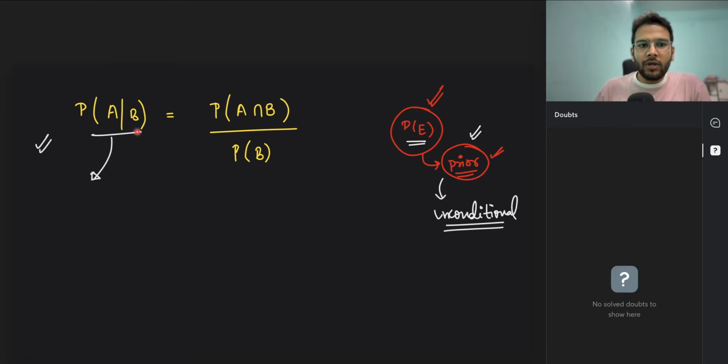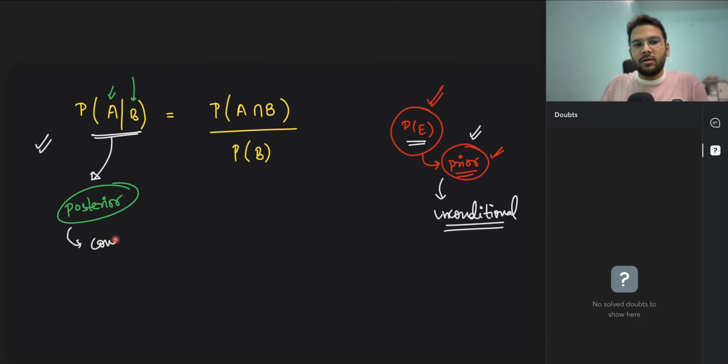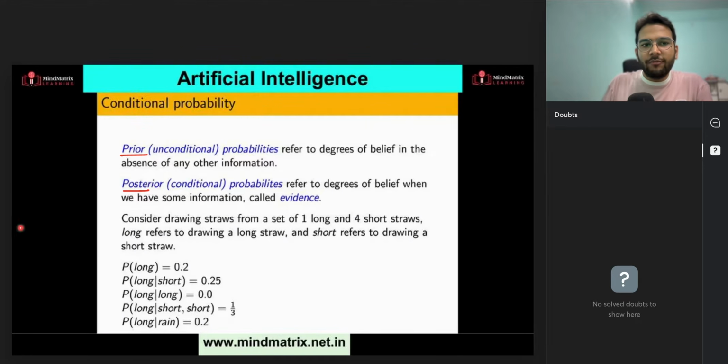But what about this one? Probability of A given B. So now we also know something, right? Apart from finding this probability, we also know something in advance. Some event has already happened. So we call this posterior probability, which is conditional. Conditional probability, this one is our posterior probability. Understood? Okay.